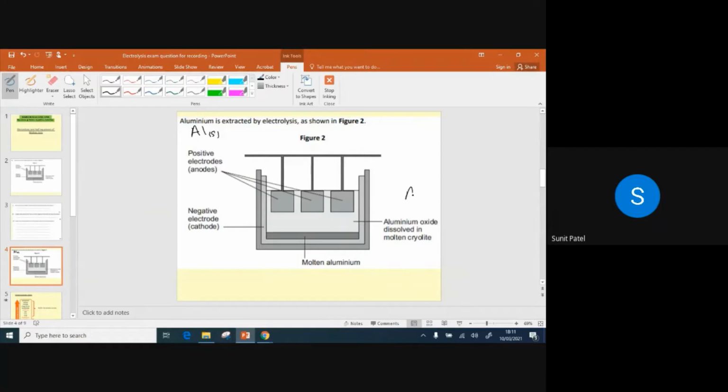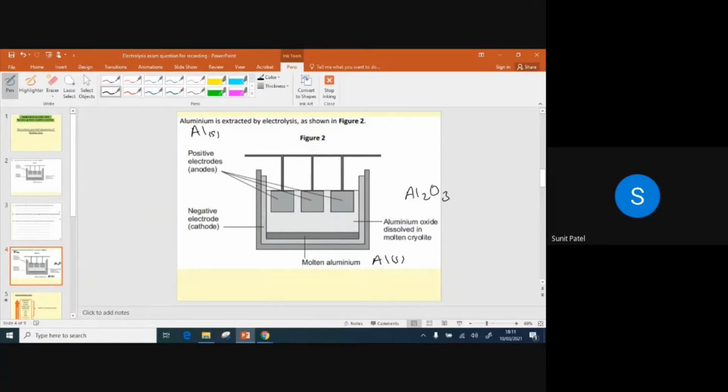There it is, Al2O3. Usually most exam questions will give you that formula, otherwise you can work it out. Also, we've got molten aluminium. So this is the aluminium solid that's been separated from the aluminium oxide. Let's have a look at the hardware then.